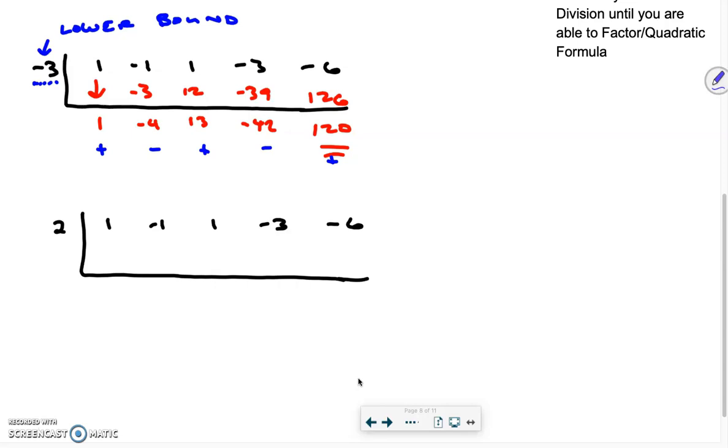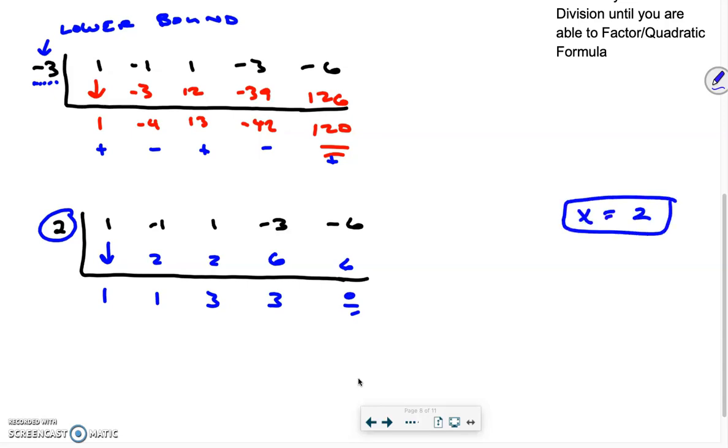Okay. So synthetically dividing these out, if I drop the 1, multiply to get 2, add to get 1, multiply to get 2, add to get 3, multiply to get 6, add to get 3, multiply to get 6, add to get 0, and I'm really excited about this. We found a 0. That's not the only reason why I'm really excited about this. Again, yes, that's the goal. We wanted to find a 0, we just got one. But also, we tested a positive value, and I got the final row of all positives. So that means that +2 is what we call an upper bound, which is outstanding for multiple reasons.